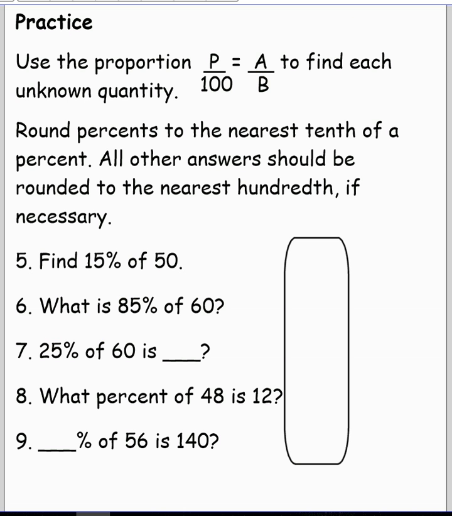Okay, now it's practice time. So we have a few questions for you to do. Make sure you're paying attention to whether the P value is missing, the A value is missing, or the B value is missing. And so pause the video and work those out. And then if you check your answers and something went wrong, go ahead and double check to see if you set up the proportion right.